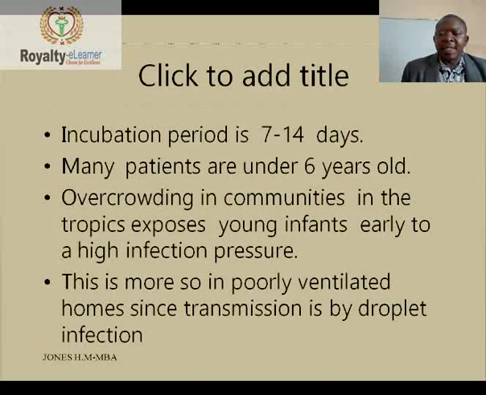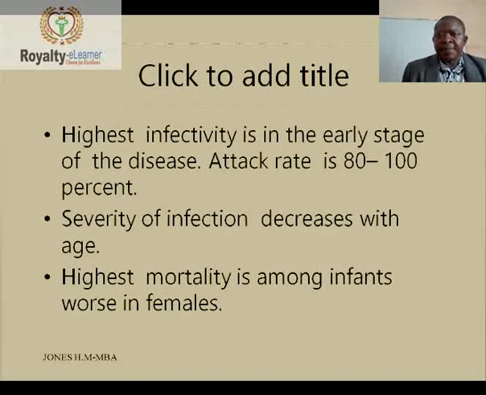The incubation period of this disease is between 7 to 14 days, and many patients affected are under 6 years old. Overcrowding in communities in the tropics exposes young infants early to high infection pressure, more so in poorly ventilated homes, since transmission is by droplet infection. Highest infectivity is in the early stage of the disease, and the attack rate is 80 to 100%. Severity of infection decreases with age, and highest mortality is among infants, worse in females.